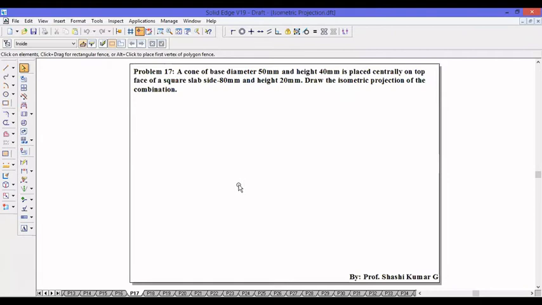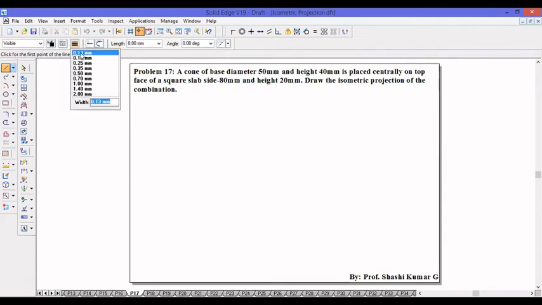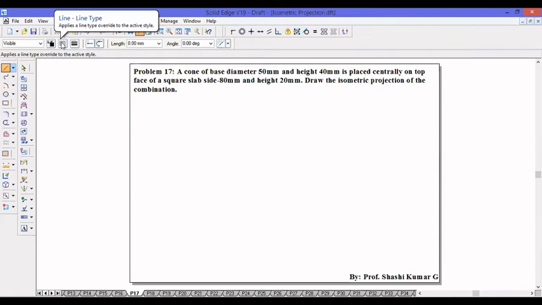Let's discuss problem number 17. A cone of base diameter 50 mm and height 40 mm is placed centrally on the top face of a square slab of side 80 mm and height 20 mm. Draw the isometric projection of the combination of the solid.